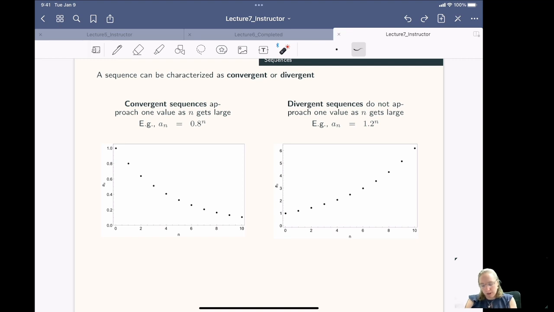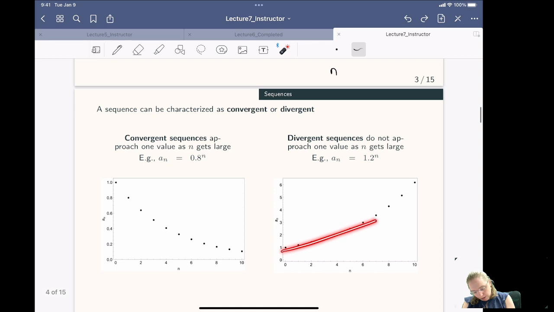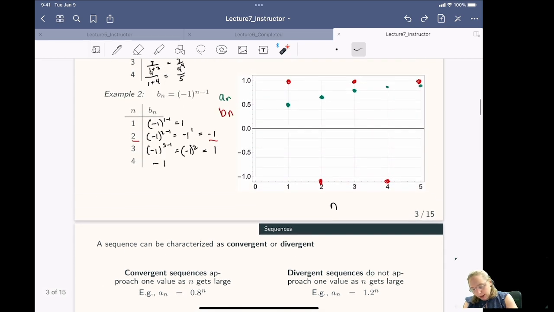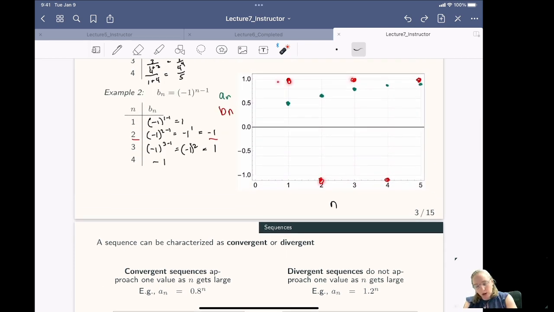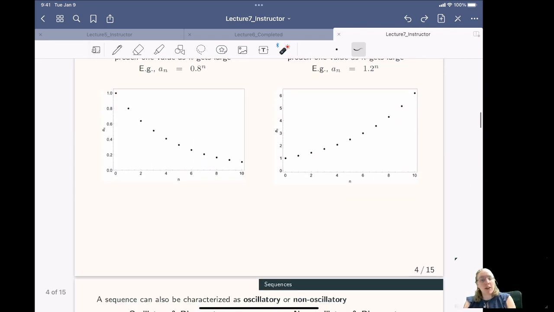Not all sequences are convergent. You can also have divergent sequences, so the number can fly away, or it can be like this case here, where it neither goes closer to something or further away. It just goes back and forth, back and forth, back and forth. So both of those are known as divergent.